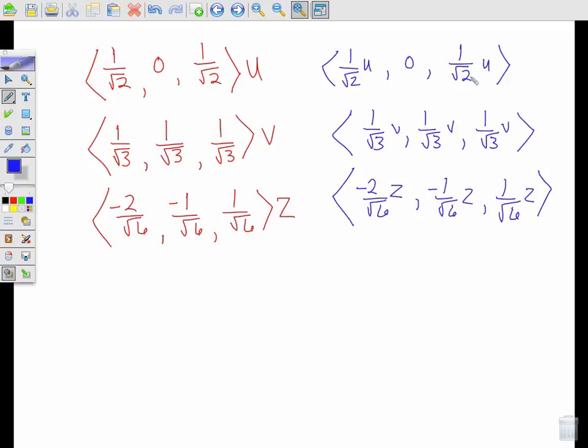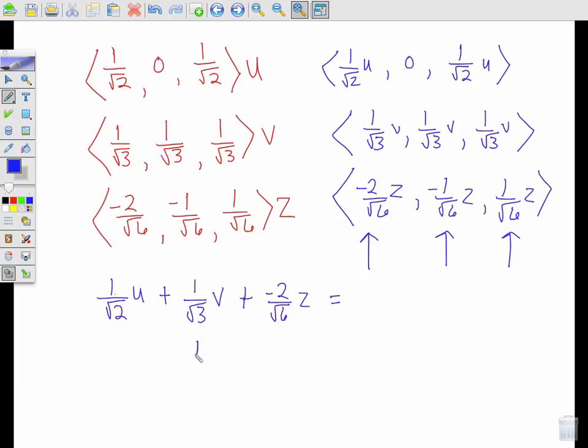So in order for us to find u, v, and z here, I need to use a system of equations. Well, my system needs to have three variables, u, v, and z. So each one of these columns here will represent a different equation. So that's how I'm going to set up my system. So my system of equations is 1 over the root 2u plus 1 over the root 3v plus -2 over the root 6z equals, and we're going to come back and talk about what it equals in a second.